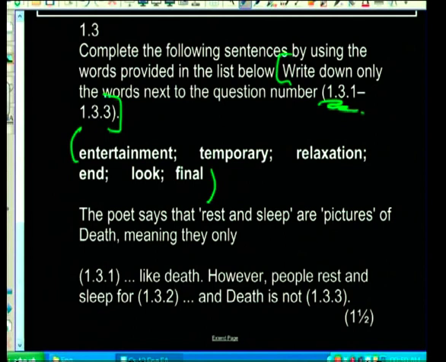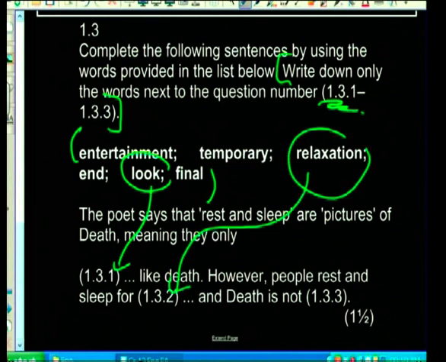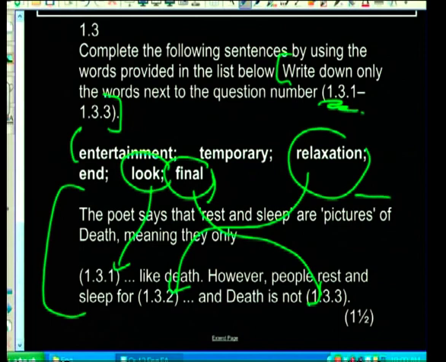The poet says that rest and sleep are pictures of death, meaning they only look like death. However, people rest and sleep for relaxation, and death is not final. And that is essentially the message of the poem, of John Donne's poem. Let's scroll down and have a look at some more of our questions.